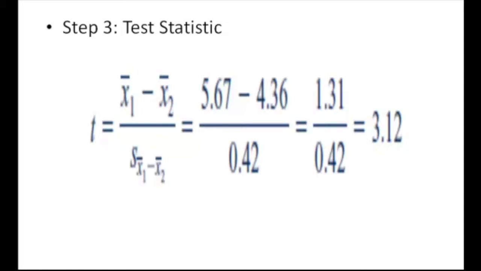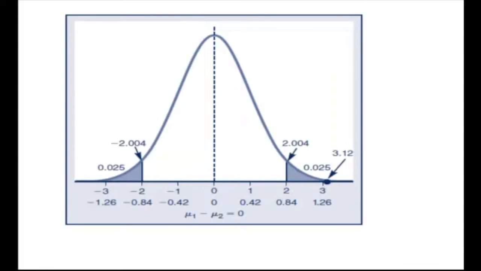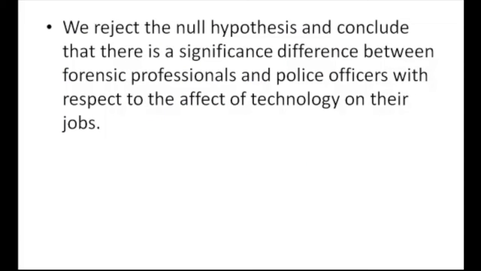The t-statistic is then 3.12. The value of 3.12 is greater than 2.004 and is therefore in the rejection region. We reject the null hypothesis and conclude that there is a significant difference between forensic professionals and police officers with respect to the effect of technology on their jobs.